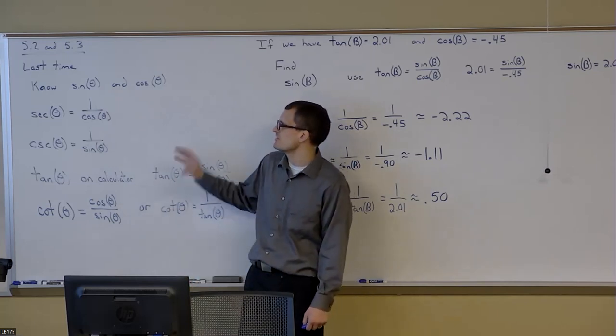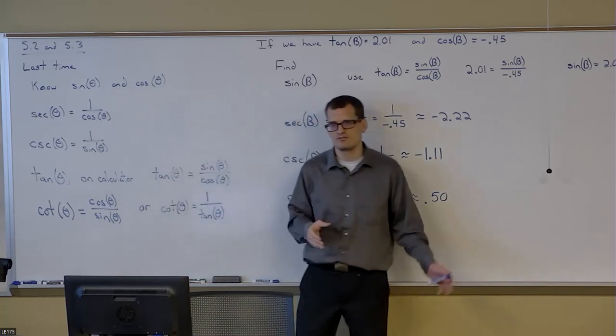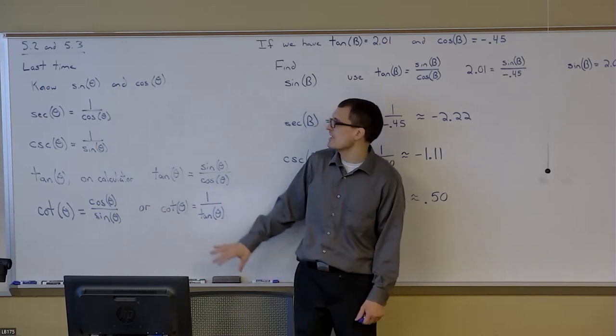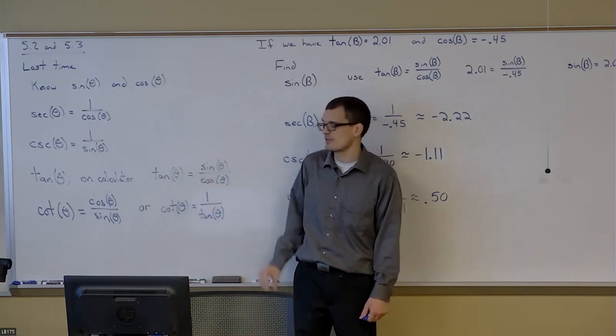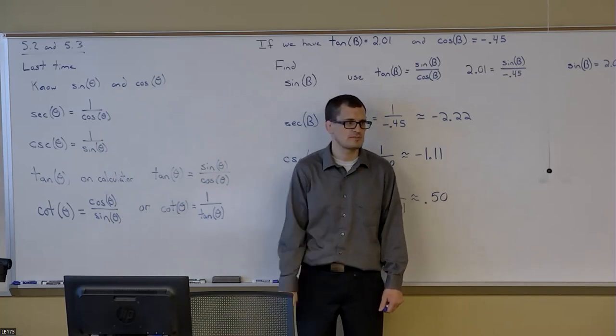I can't find the other 4 because they're reciprocals of each other. So the ones that are reciprocals of each other, if you get those 2, you can't come up with the other 4. But if you have any 2, you can come up with the other 4 as long as the 2 you're given aren't reciprocals of each other.